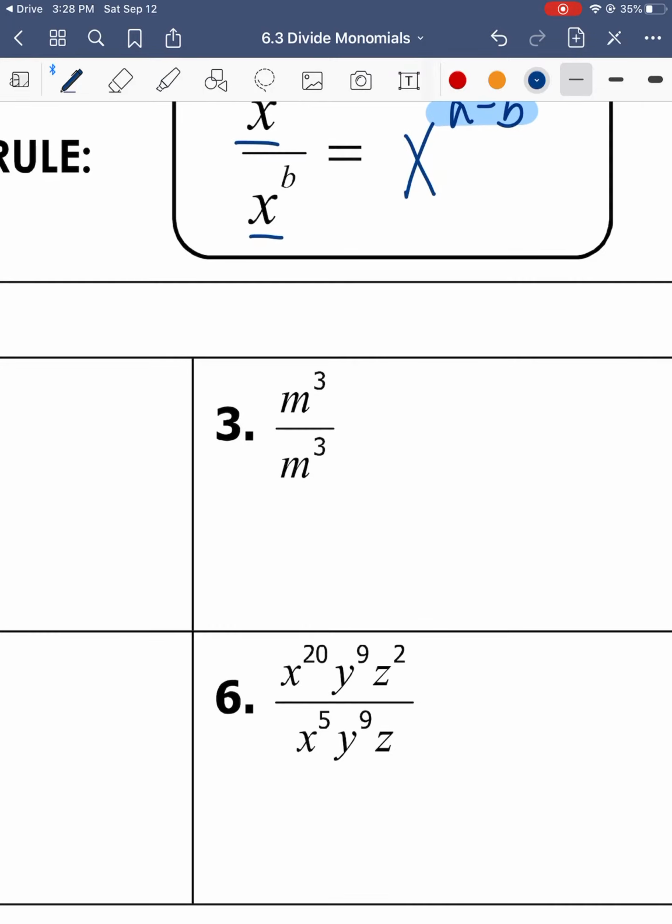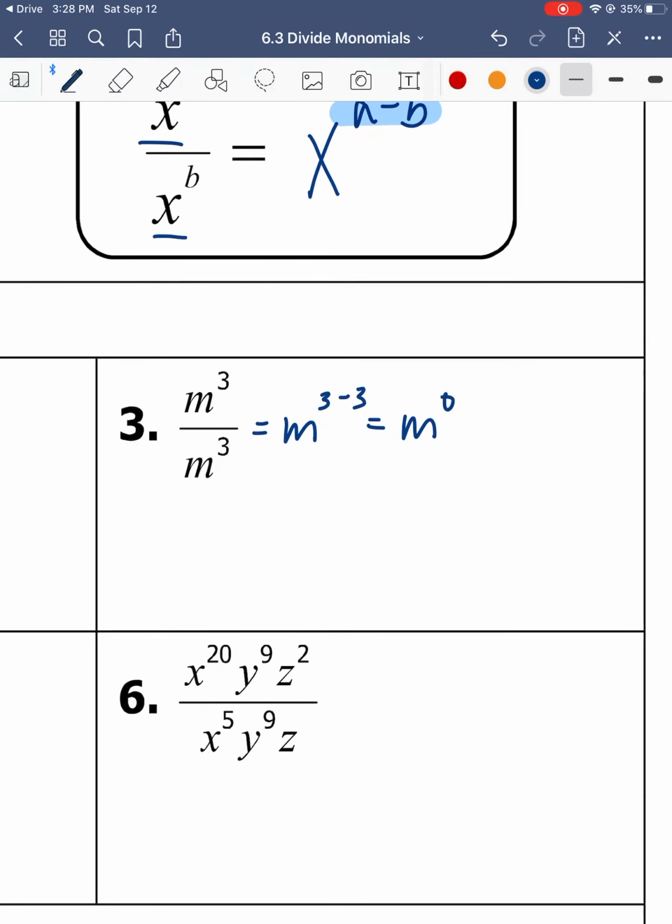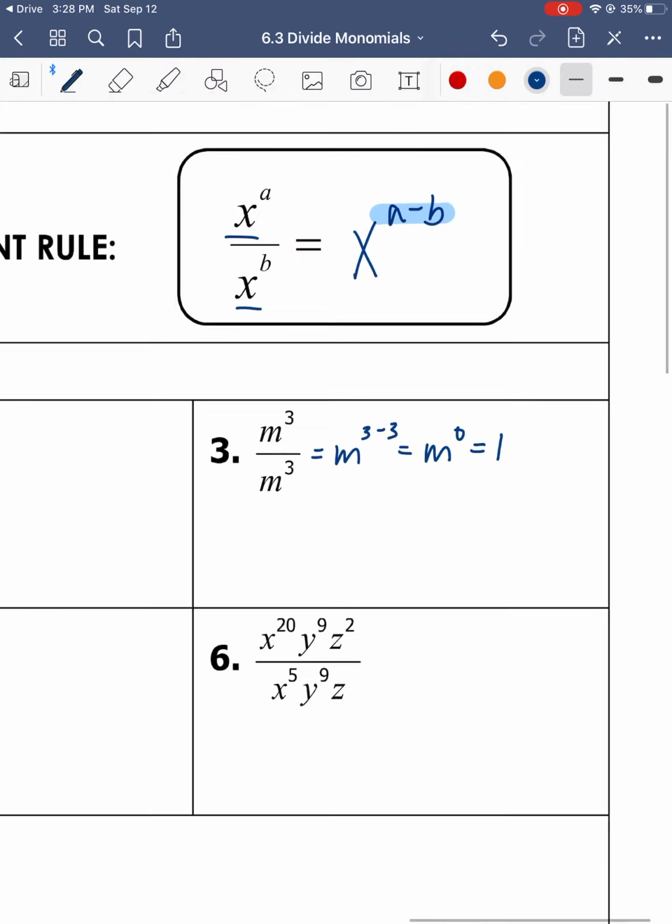Let's look at number 3 real quick. This is a special case. So we have m cubed over m cubed. We know since this is the same term, it should be equal to 1, but let's show it with the exponent rule. So we have m to the 3 minus 3, which is m to the 0. And according to the zero exponent rule, any term raised to the 0 is equal to 1.